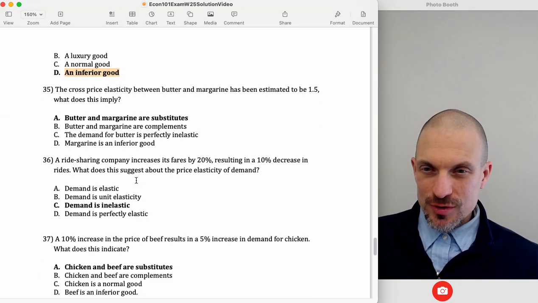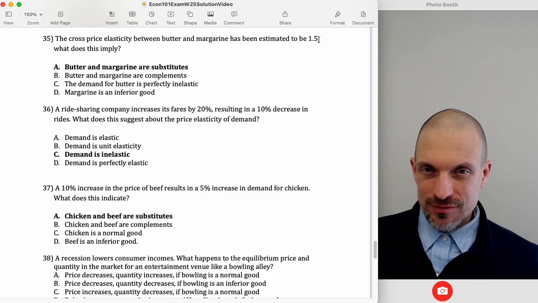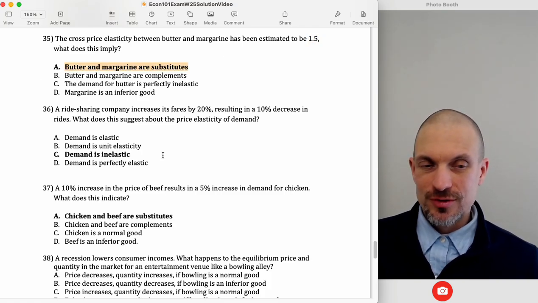The cross elasticity between butter and margarine has been estimated at 1.5. It's positive. That's enough to tell us that they're substitutes.